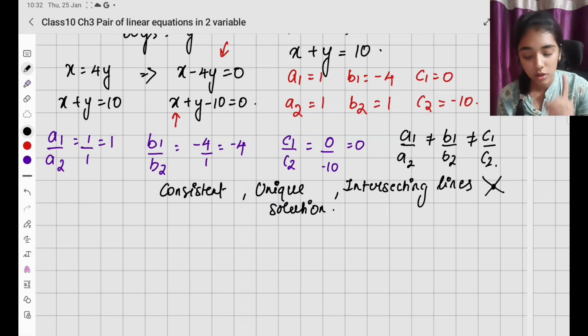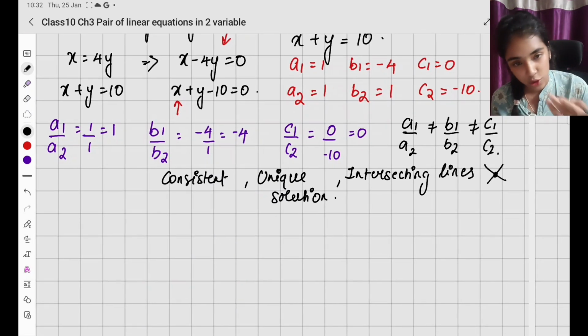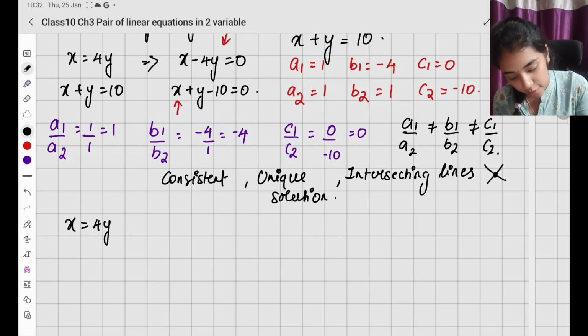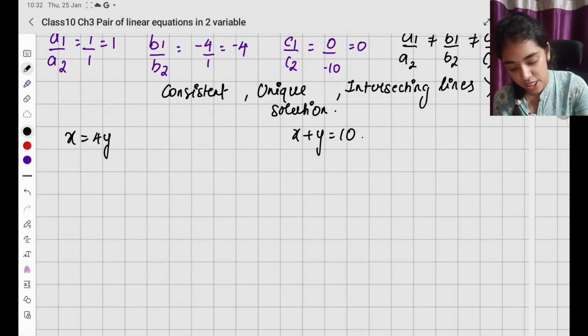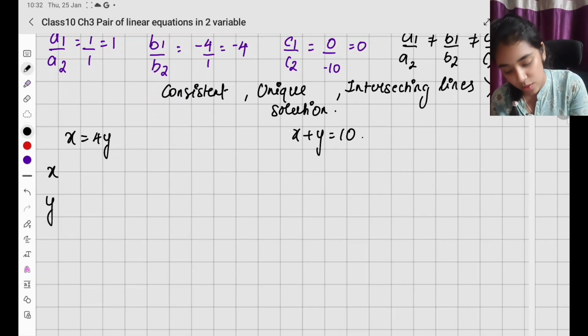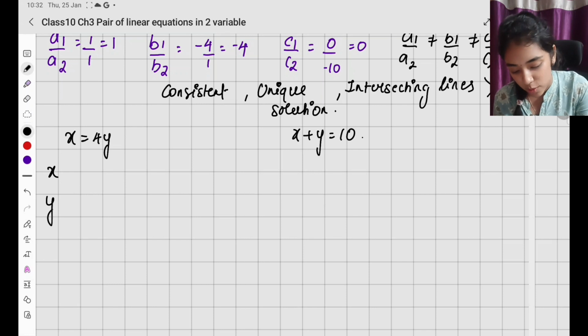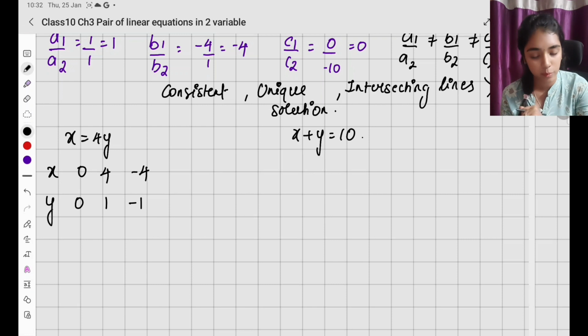Now let us find out what the solution is. And the unique solution and the ஒரே ஒரு solution என்ன? Okay, so now we have x equals 4y and x plus y equals 10. So these are the 2 different equations. Let's plot the value. So you have x, y, அதுக்கு first value கண்டுபிடிக்கணும்ல. So when y equals 0, we have x is equal to 0. When y equals 1, x is equal to 4. Correct? Then minus 1 போடலாம். When y equals minus 1, we have x equals minus 4. 3 different points போதும். Okay?